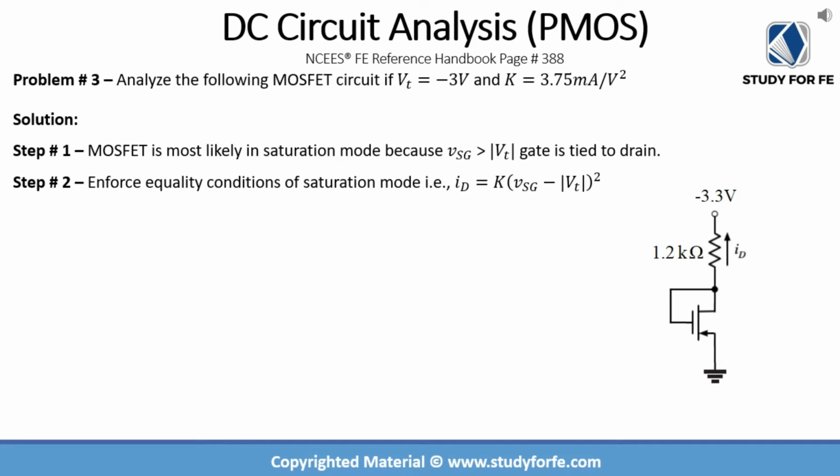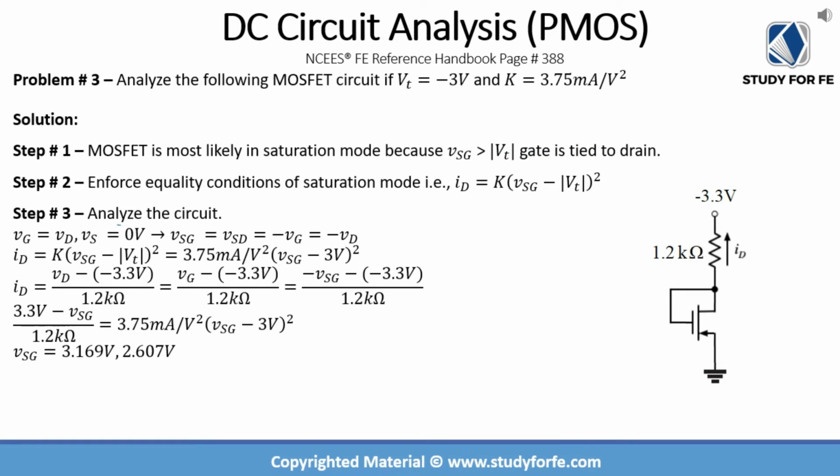In step number 2, we are going to enforce the equality conditions for saturation mode. And the equality condition is ID is equal to K times (VSG minus VT) whole squared. In step number 3, we are going to analyze the circuit. We know that VG is equal to VD, VS is equal to 0 volts. That basically means that VSG is equal to VSD, which is equal to negative VG and negative VD. We've done something similar with the NMOS circuit, so please verify to yourself that this is going to be true, because VS is equal to 0 volts.